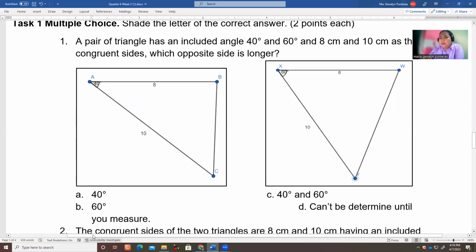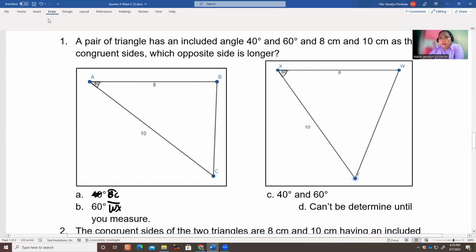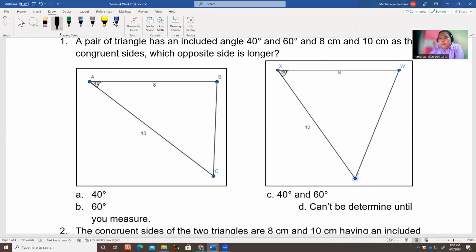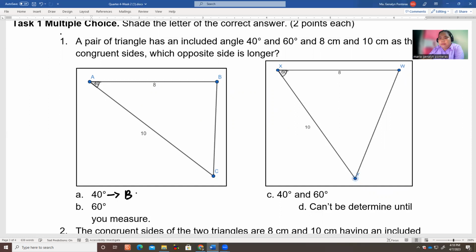So it must be which opposite side is longer. So dapat yung 40, palitan natin. This would be BC. This would be WY. Lagyan natin. BC. Or this one is side BC. This one is WY. Ayan.